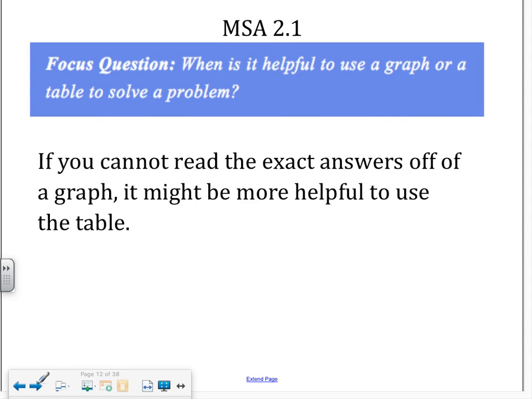2.1, when is it helpful to use a graph or a table to solve a problem? Well, we looked at graphs, and if you can't read the exact answers off a graph, which we know is not always the case, it might be more helpful to use a table. Remember, you could also use the equation.